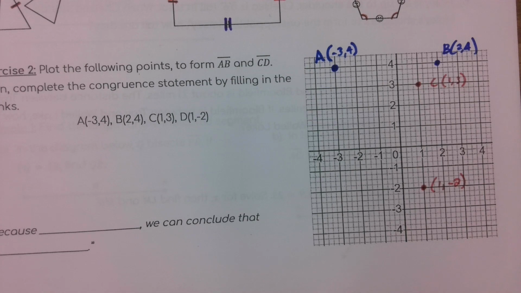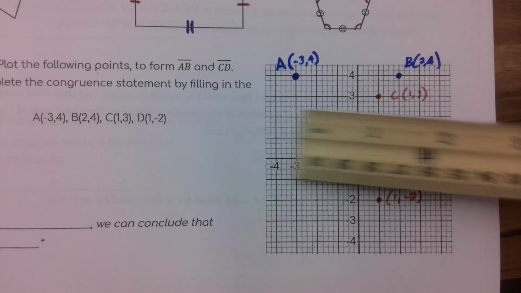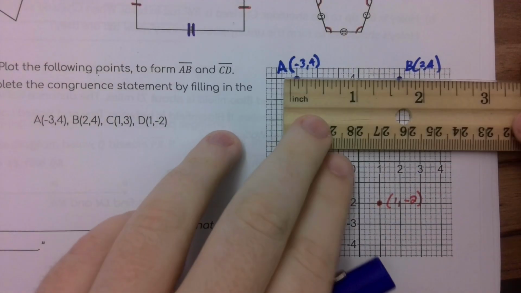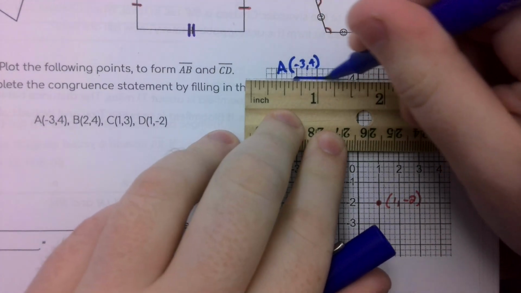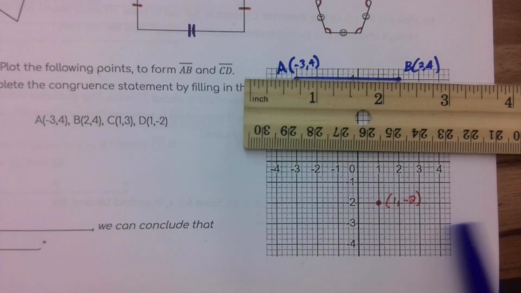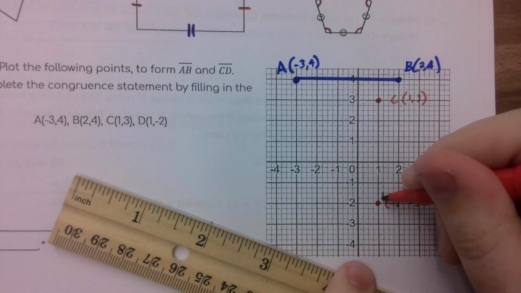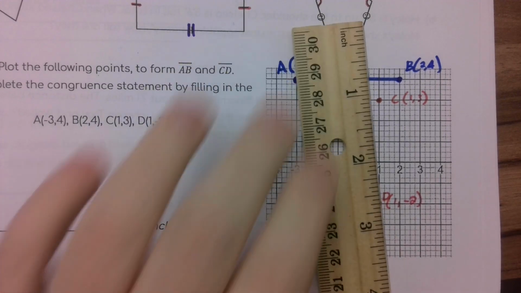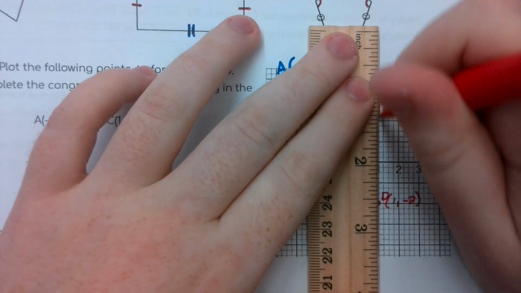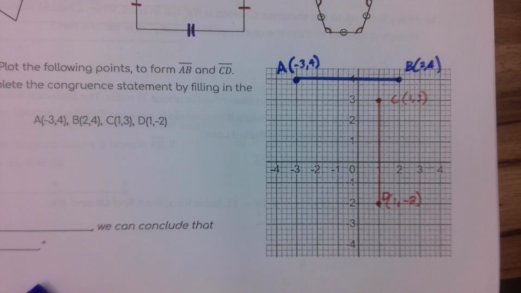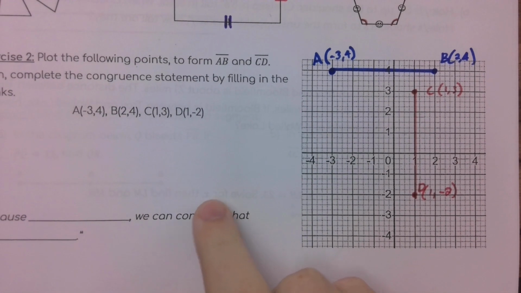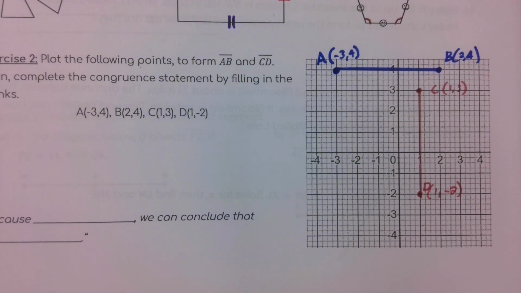And it asks us to form line segments AB and CD. So to make line segment AB, we are going to just connect the two, and the same with CD. Forgot to put the letter D there. We just connect the two. Bam, just like that. Now, if we want to show that these two things are congruent, we'll need to show that they're the same length. We could do this one of two ways. A ruler is fine, but there's an easier way to do it.